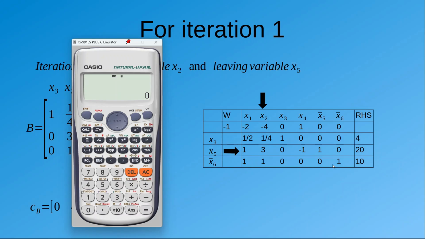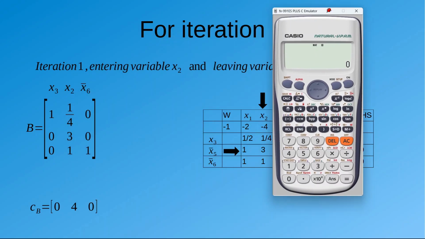Now the coefficients of the leaving basic variable are 0, 1, 0, which is in matrix B. Now what you have to do is, in the matrix B, you have to replace the coefficients of x5 bar with x2. So now the updated B is 1, 0, 0, 1/4, 3, 1, and 0, 0, 1. That is all you need to update in each and every calculation, and all the other calculations are done by the calculator itself. Isn't that simple?